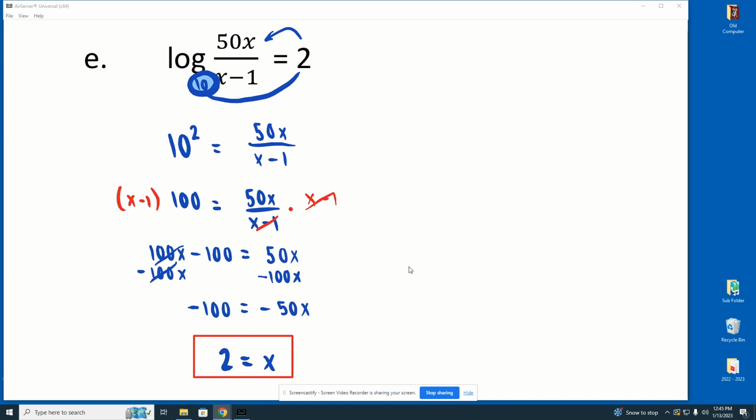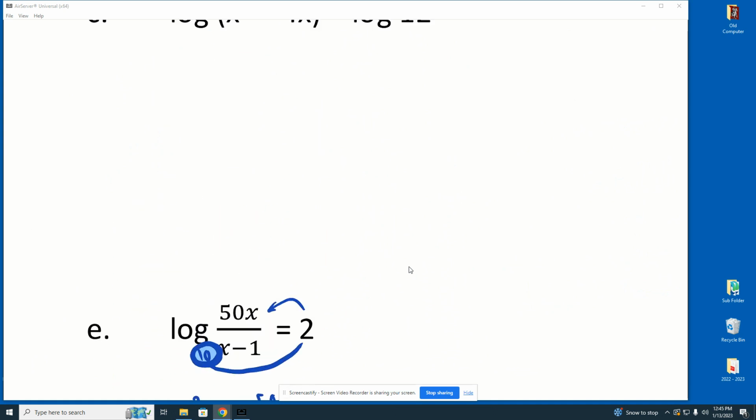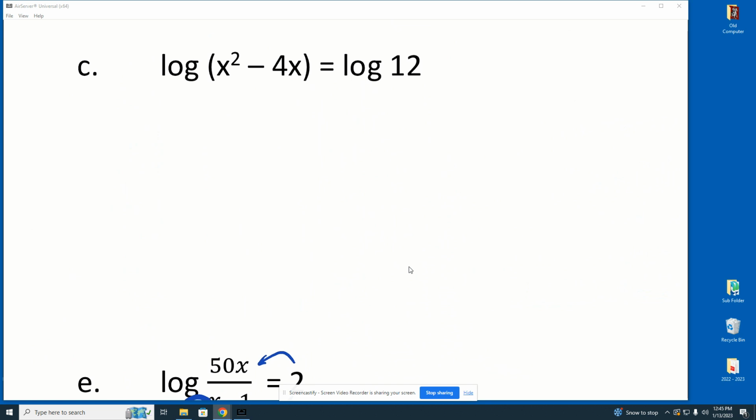So, I feel like that gets you guys pretty well covered. The only reason I was saving C and D for last is because of the process of solving after you've used what we've talked about today. So the easy part of C is this. Is this log equals log or log equals a number?